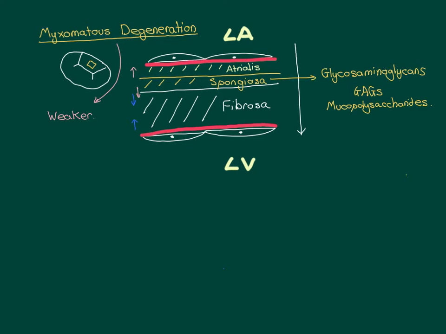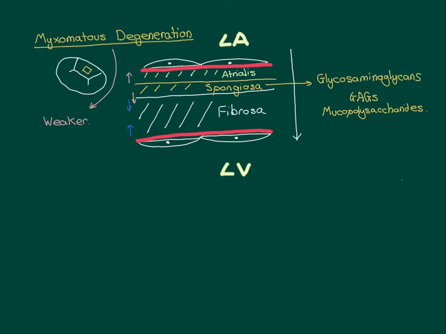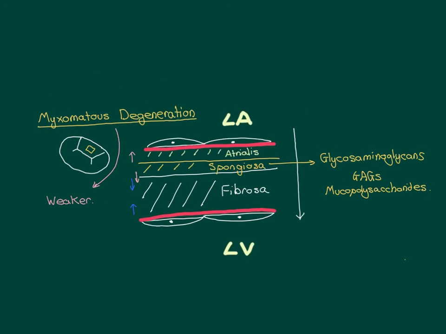So the next thing to ask is, what actually leads to myxomatous degeneration? Well, the answer is, for the most part, we're not actually sure. Most cases of myxomatous degeneration are what are known as sporadic cases, and that means that we don't actually know what has led to this form of degeneration in the heart valve cusps, why the spongiosa has got thicker and why the fibrosa has got thinner.